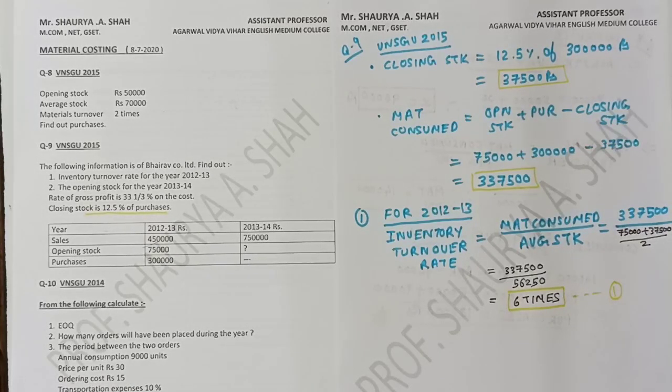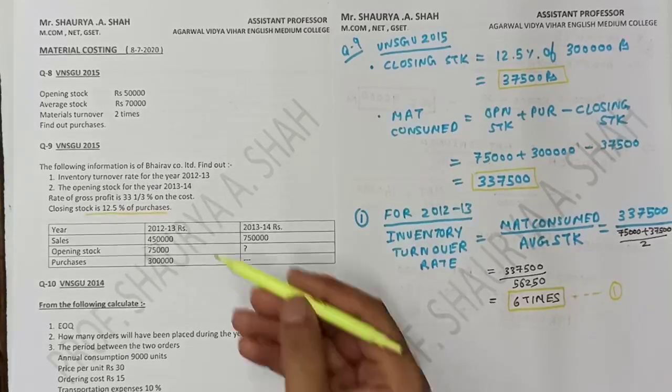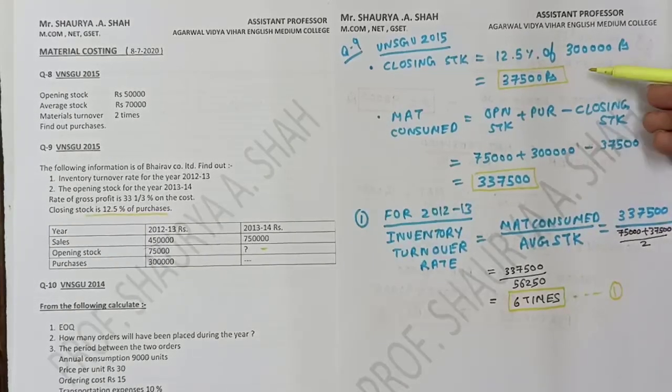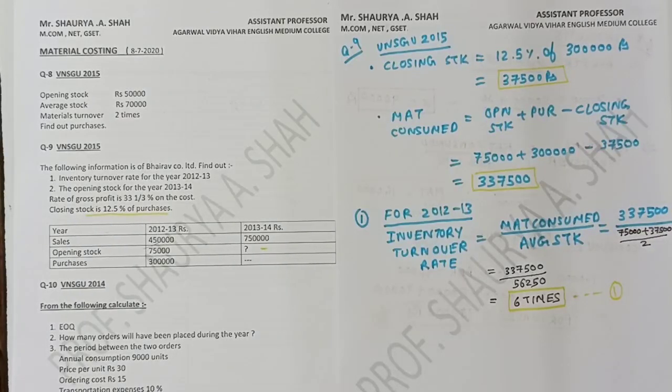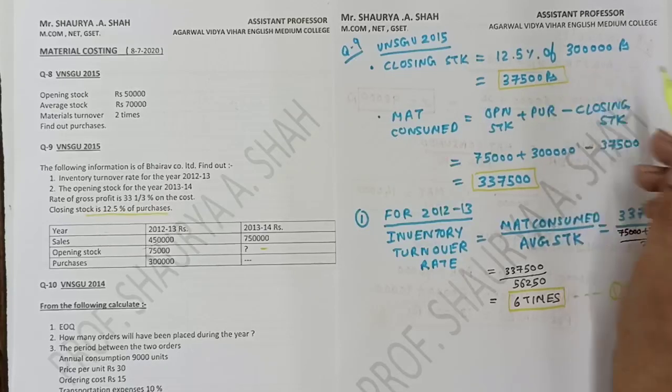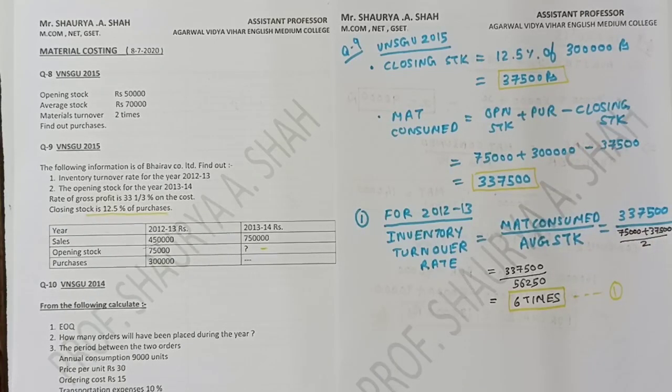Okay. Now the next thing they have asked is opening stock for the year 13-14, right? Now if you logically see, students, suppose my financial year is from 1st April till 31st March. So closing stock of 31st March will definitely be my opening stock for 1st April. I hope everyone agrees, right? So closing stock of 31st March is 37,500. So what will be my opening stock, right?